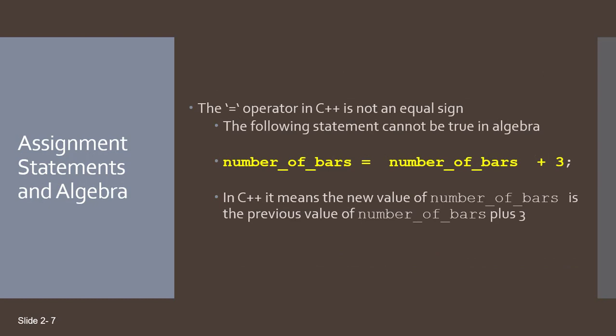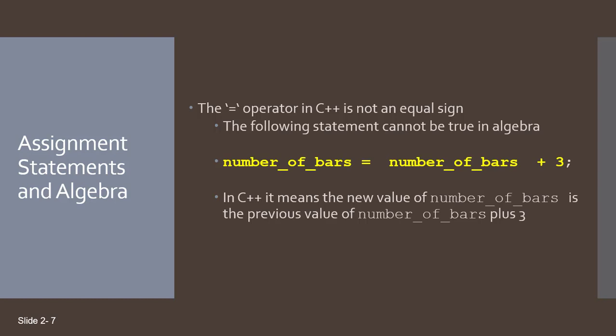I mentioned that you can't read these as being equal to, and here's a good example of that. This is perfectly valid C++. Number of bars equals number of bars plus 3. But it doesn't make any sense algebraically. How can something be equal to itself plus 3?